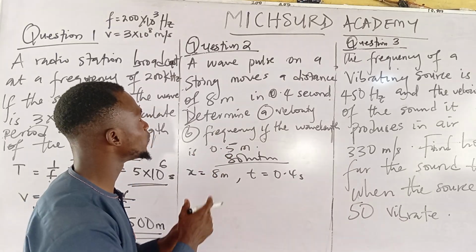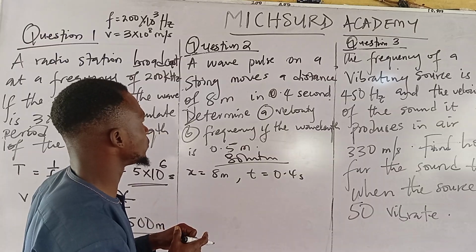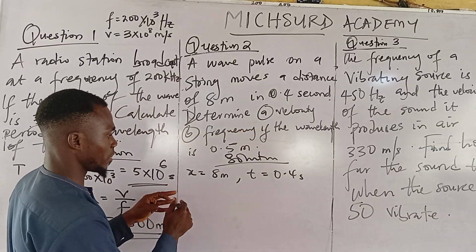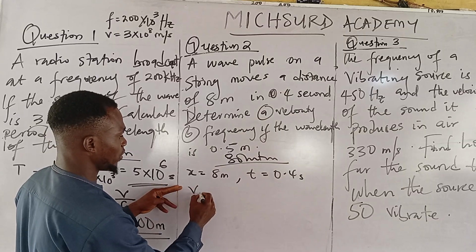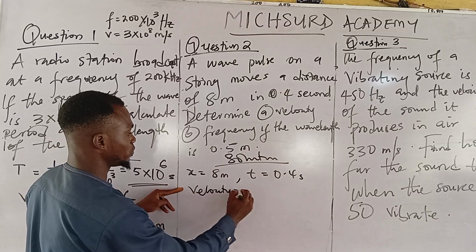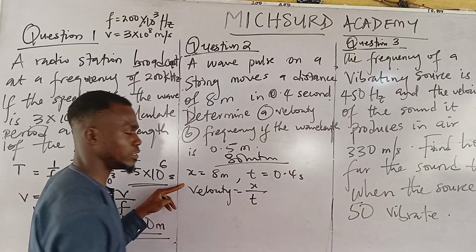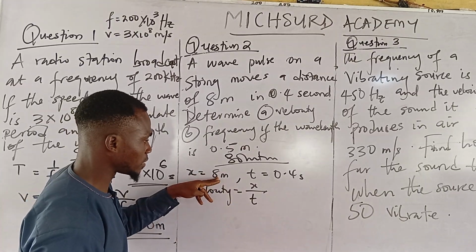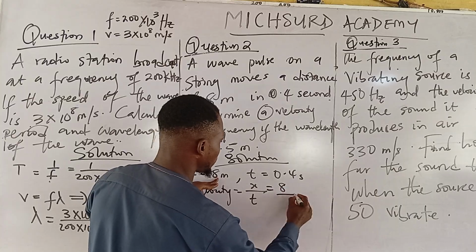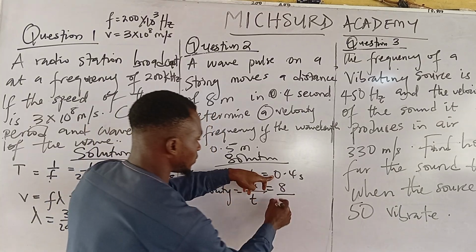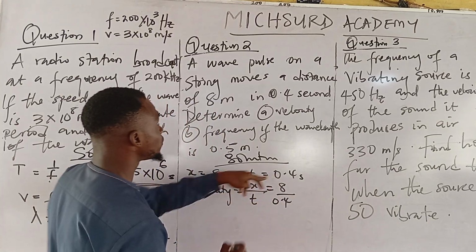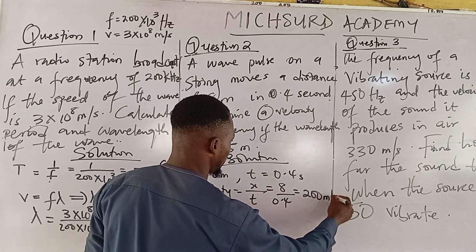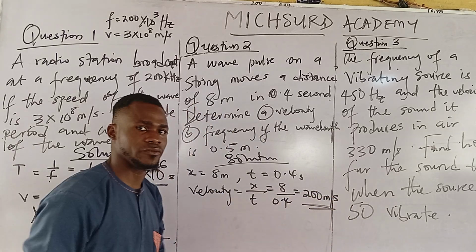So let's start with the first part. The first part here is to find the velocity. Now we know from our theory that velocity is equal to displacement all over time. So the displacement here is 8, so we substitute 8, then we have the time as 0.4. If you punch this in your calculator, this will give you 200 meters per second. So that is the velocity.